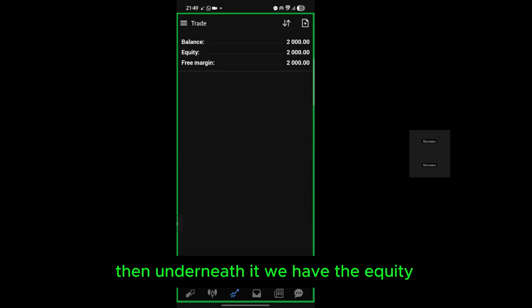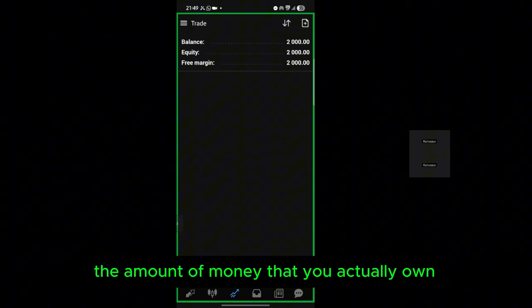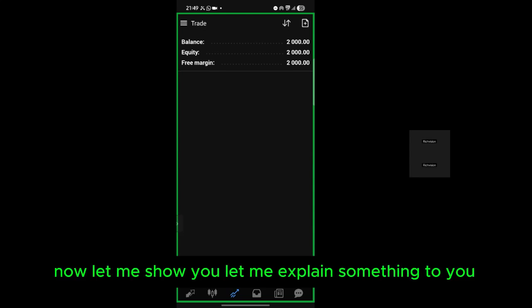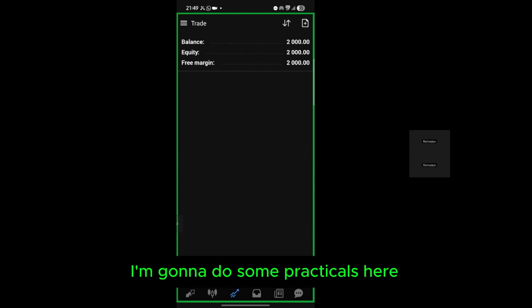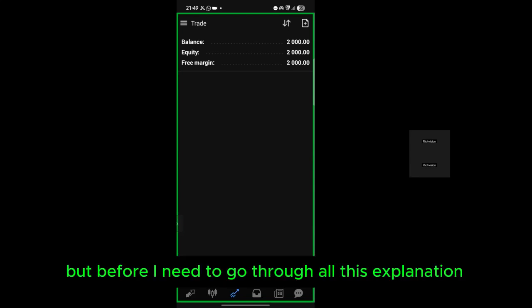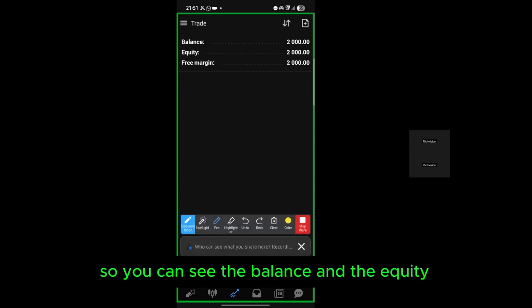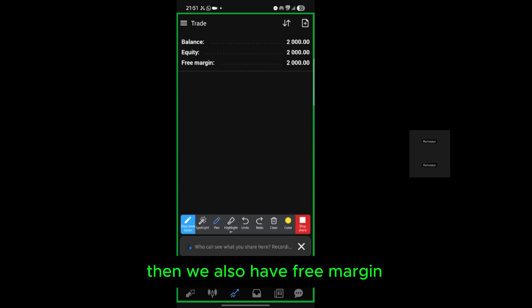Then underneath it, we have the equity. What is the equity? The equity is the amount of money that you actually own in the market, your real money. Now, let me explain something to you. I'm going to do some practicals there, but before, I need to go through all this explanation before I go ahead with that. So you can see the balance and the equity. Then we also have free margin.